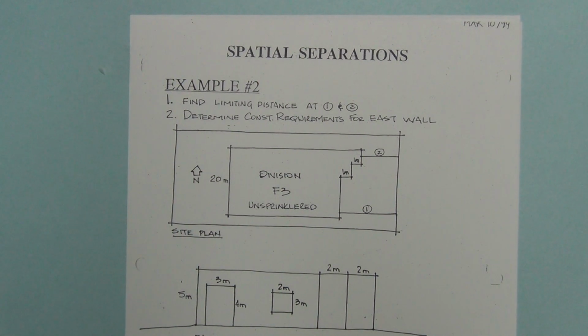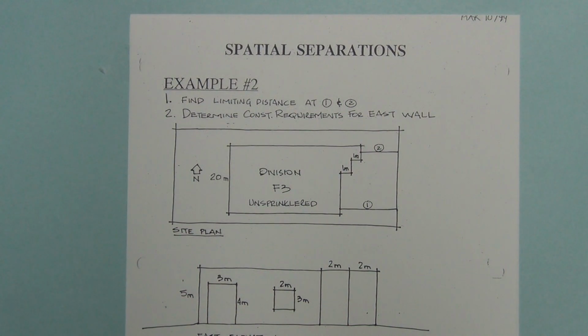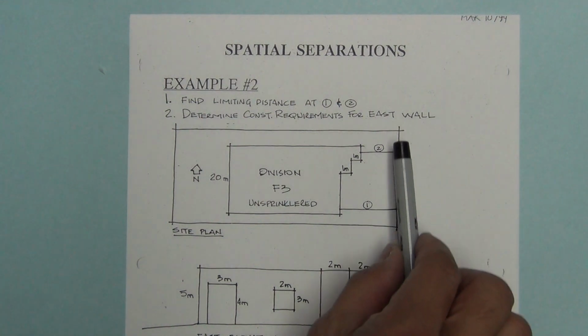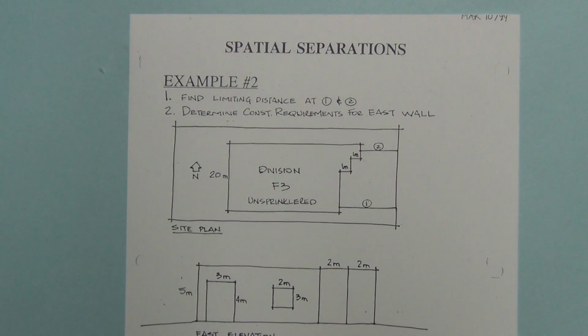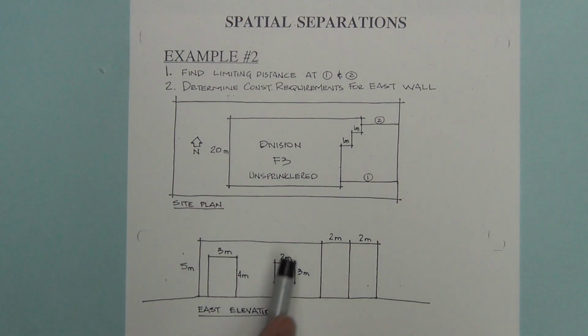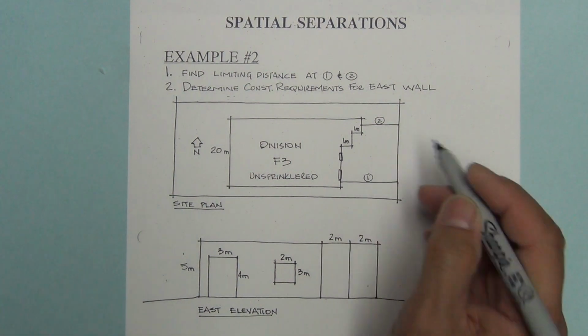Spatial separations, example number 2. So in this problem, what we want to do is to find how close this building can be located to this property line over here, knowing that we have these amount of unprotected openings located along this wall, okay, for a doorway and a window. So the doorway will be located over here and the window over here.